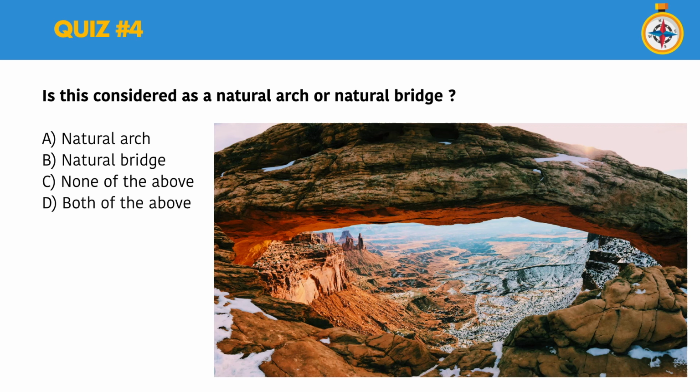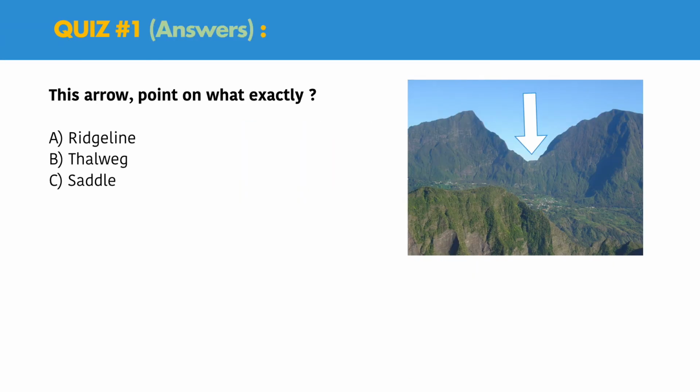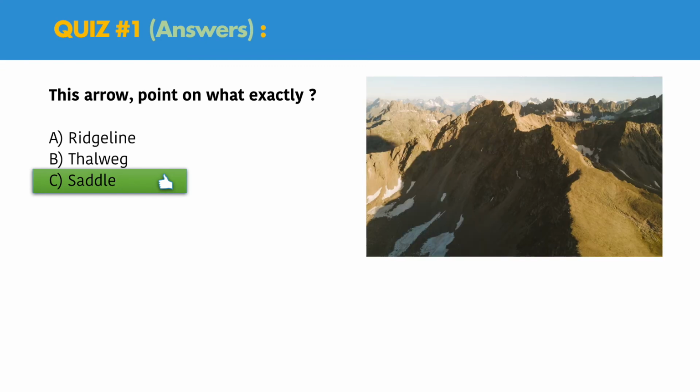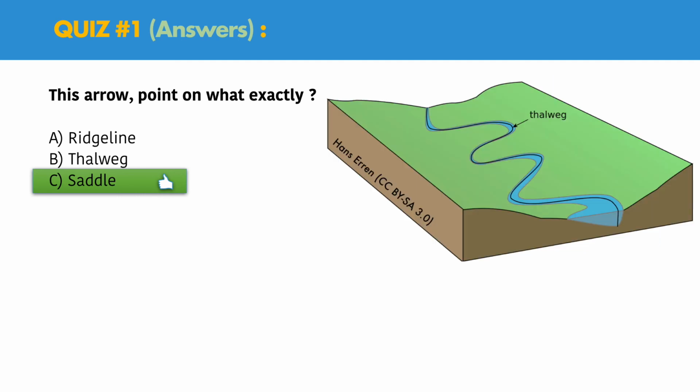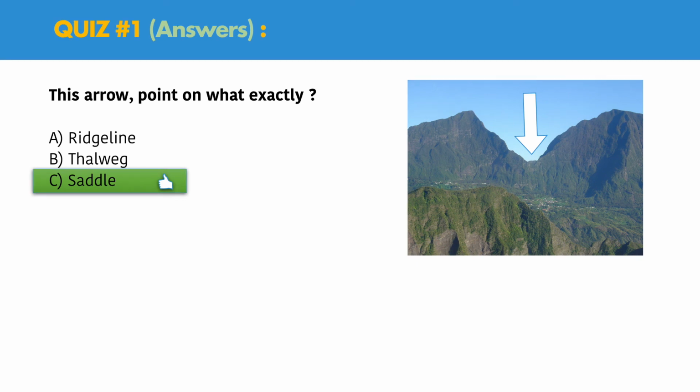Answers and explanations. For the first quiz, what does this arrow point to exactly? The correct answer is C, a saddle. Why not the first answer? Because a ridgeline is not a point or part of something. It's a line like that. And a talweg is the lowest line in a valley. So the correct answer is C.